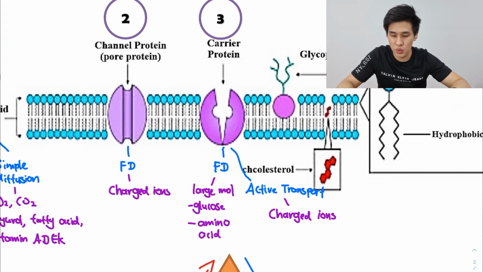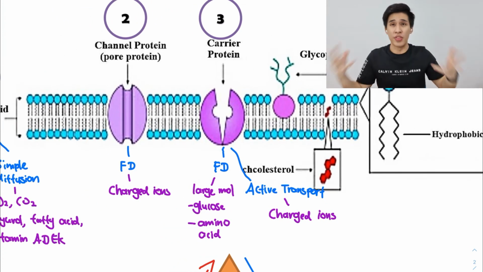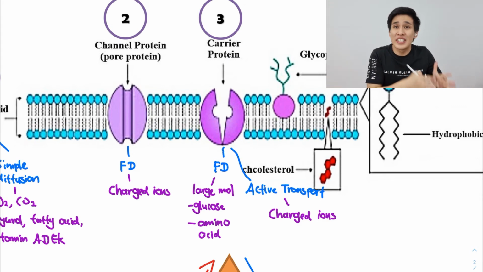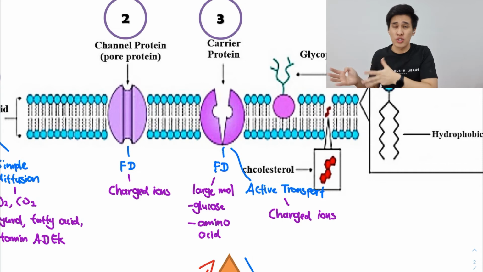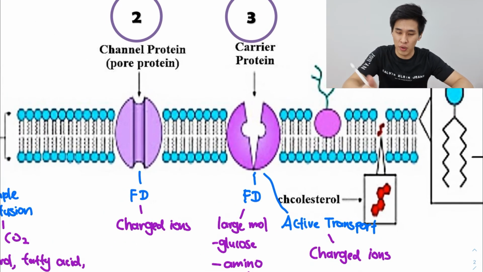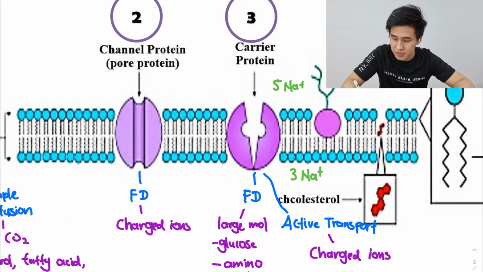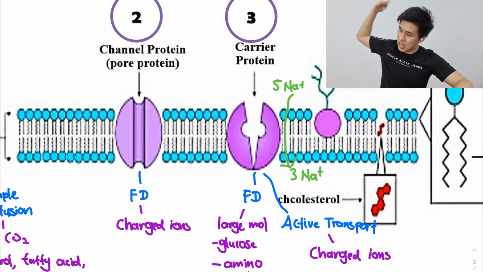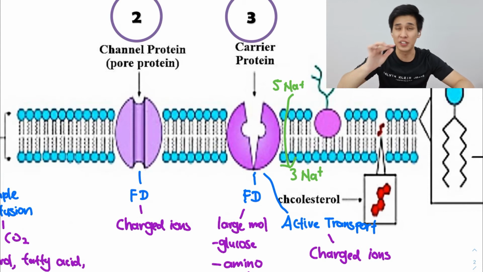So this leads to a very common student question. When should I know charged ions is going to use facilitated diffusion through a pore or active transport through the carrier? So very simple. When we come to protein, the key thing that we must always look at is the concentration gradient. When I see ions, let's say outside the cell I have 5 sodium ions, inside the cell I have 3 sodium ions. If the exam paper shows the ions moving from 5 to 3, that is high to low. So I go down the mountain, that is passive, so hence it's facilitated diffusion.